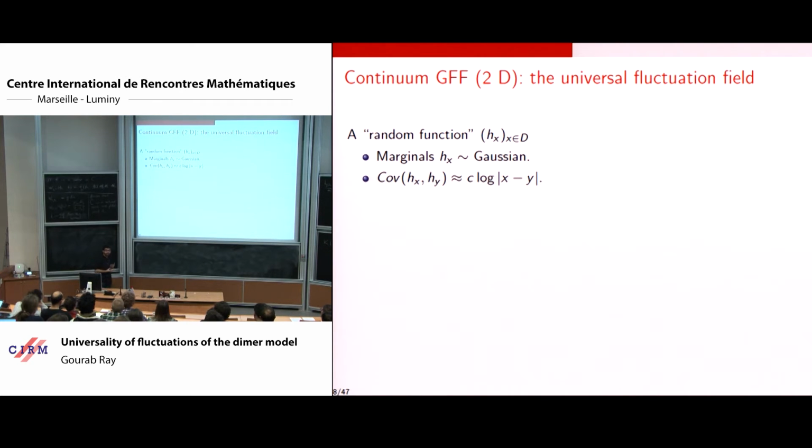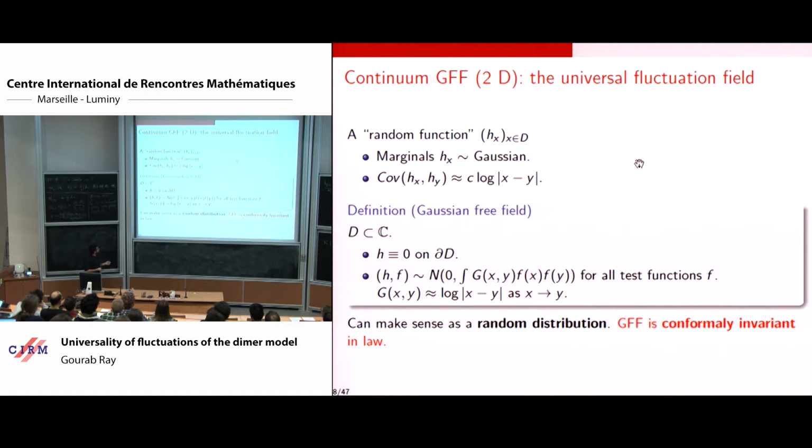However, log is a nice function, so you can integrate log against a test function. It will still define a well-defined random variable. If you integrate this random function against any test function, you get a nice and concrete normal random variable with the variance given by this formula.